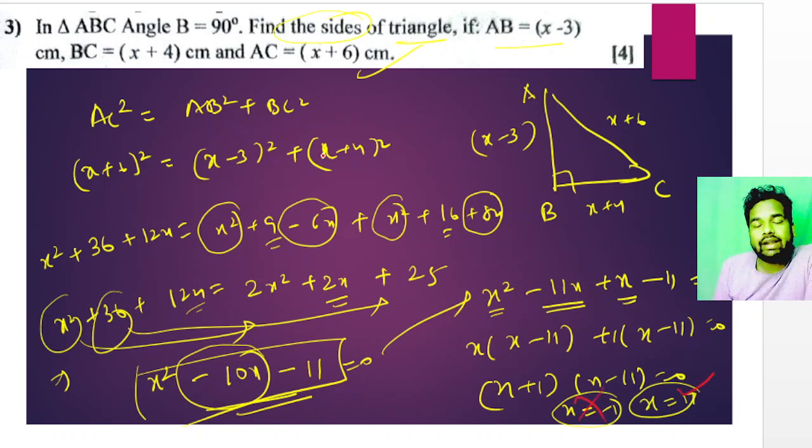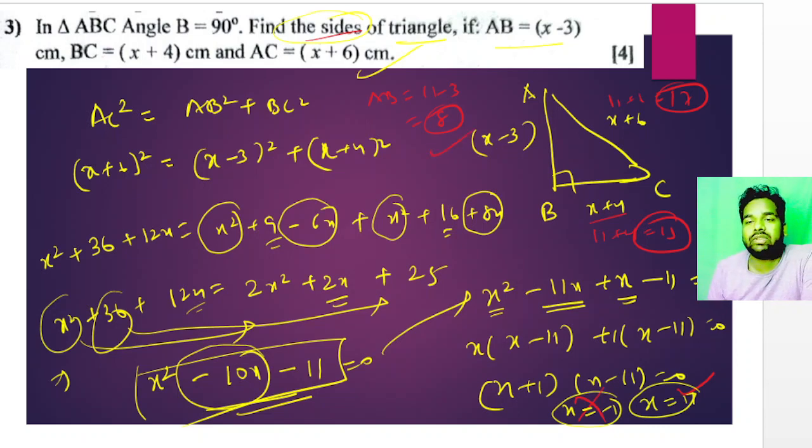Since you are going to find the sides of the triangle, AB is given as x minus 3, so AB is equal to 11 minus 3, which is 8. AC is 11 plus 6, which is 17. And BC is 11 plus 4, which is 15. So you get all the sides by using this theorem. So what are the sides of the triangle here? AB is equal to 8, BC is equal to 15, and AC is equal to 17. I think up to here it's okay now.